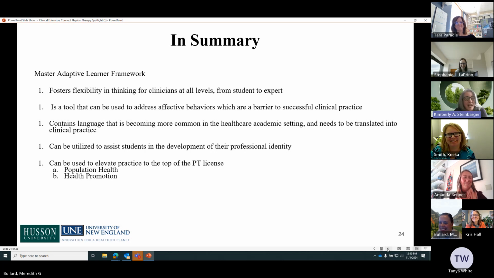It contains language that is becoming more common in the academic setting. So we'd really like to translate that into clinical practice and make it a more practical thing. It can be utilized to assist students in development of their professional identity and can be used to elevate practice to the top of your license. Whether it's you or your students, you can use those population health promotion roles that the APTA has set out for us in order to follow your passion, find the needs in your community, and do something you enjoy.